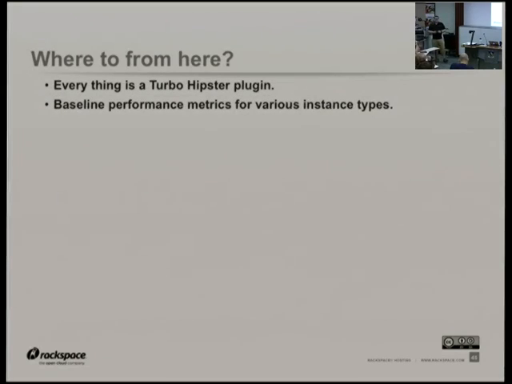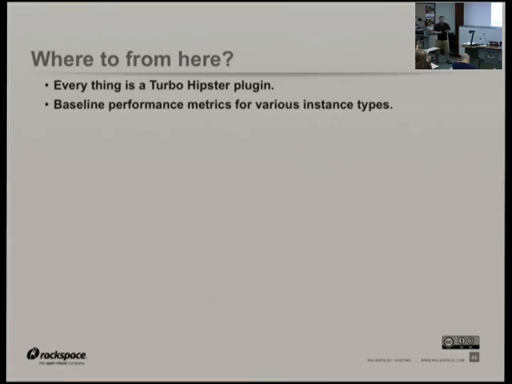So where to from here? So everything feels like a Turbo Hipster plugin to me now. And I think Turbo Hipster is a generically useful tool at the moment, specifically if you're using Zuul. But I don't think it would be that hard to write a Zuul plugin that, say, used GitHub pull requests instead of Gerrit, for example. No one's done that work, I don't think. But Zuul is probably more generically useful than people realize as well.